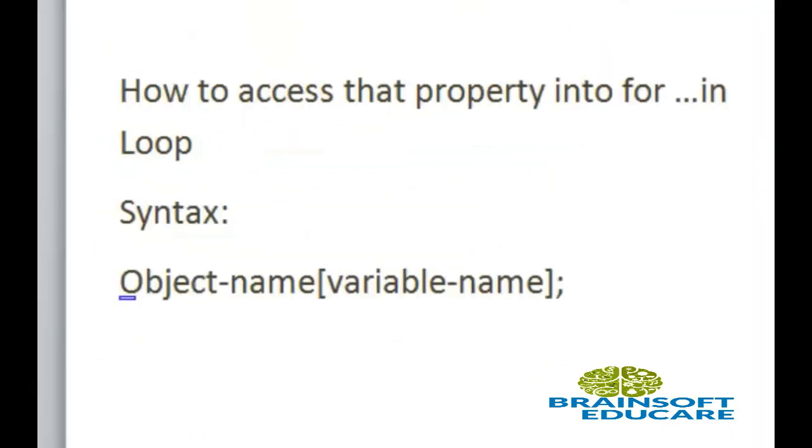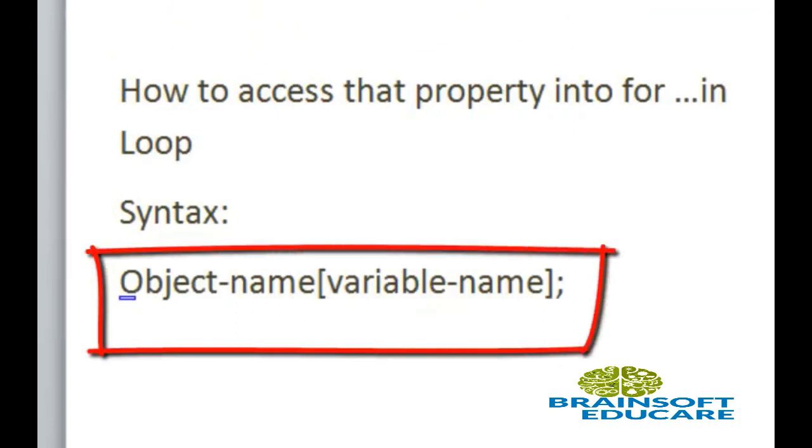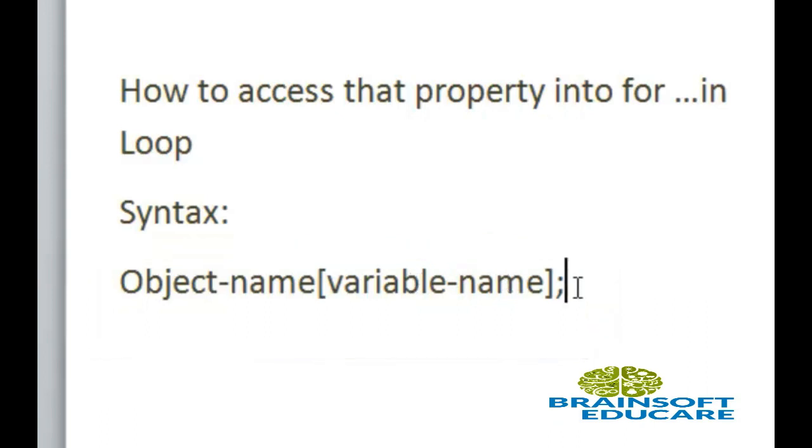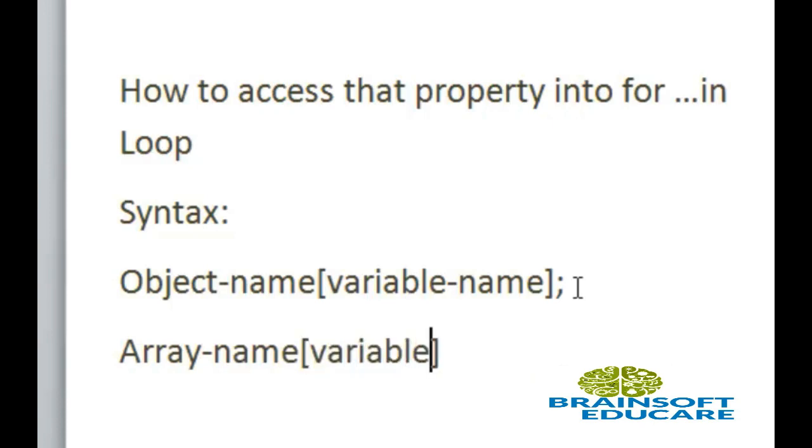How to access that property in for in loop? Simple way, write object name and in bracket write variable name, and if you want to work with array, then simply write array name and variable name.